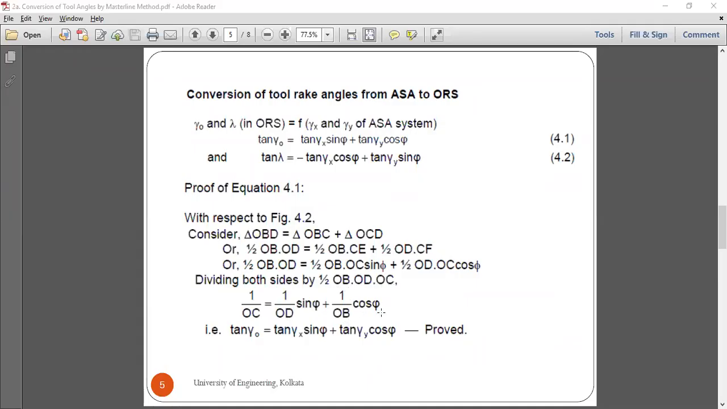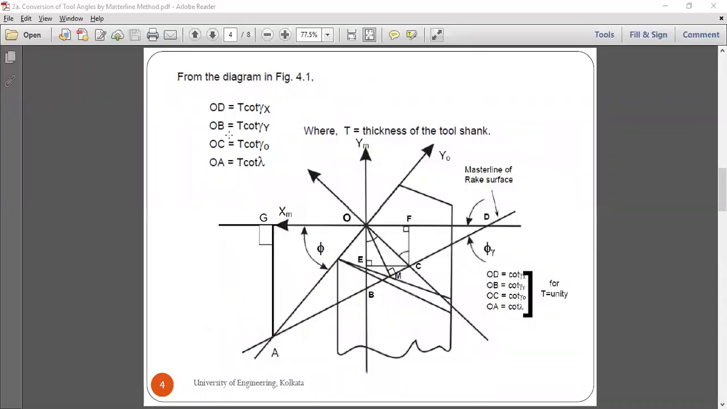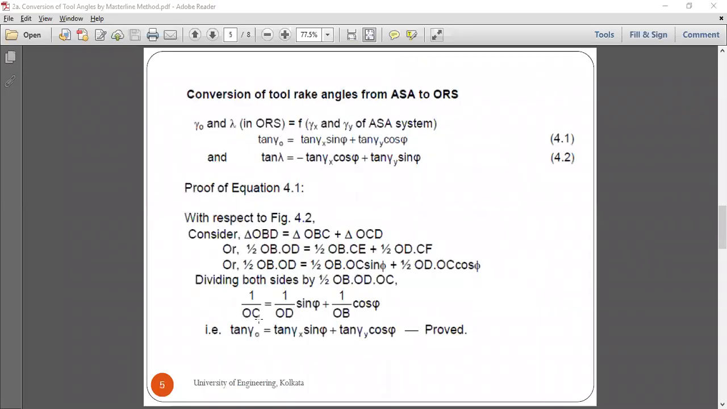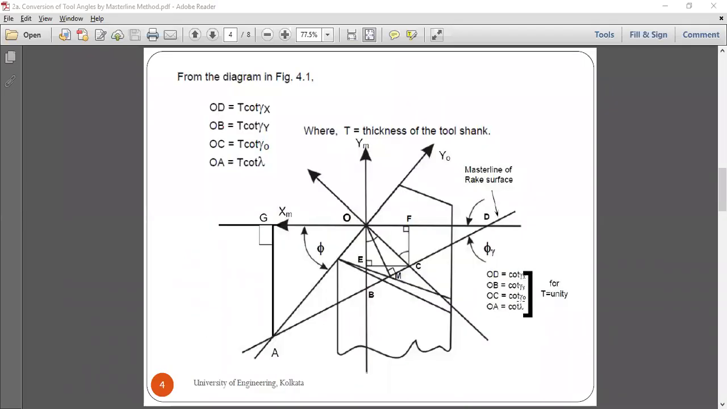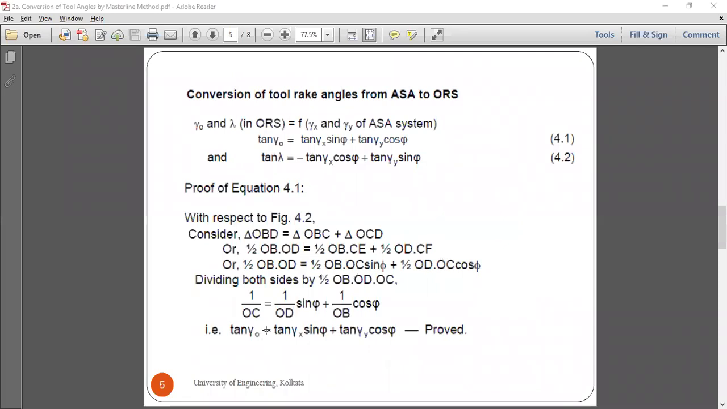Now let us look into these equations. Let us not go back to the diagram. We don't need to go back to the diagram. We have already solved, so from these equations we have got these equations. So now we can directly put the value 1 by OC. 1 by OC is 1 by cot gamma naught, that is tan gamma naught, right?